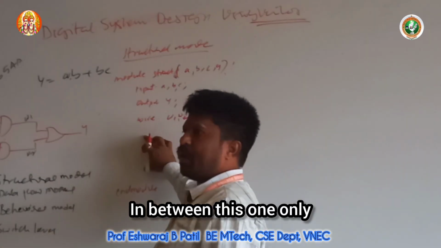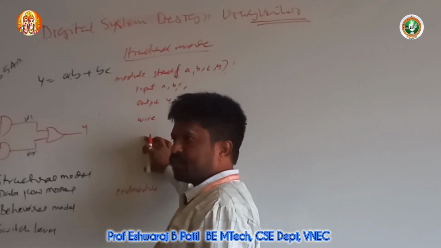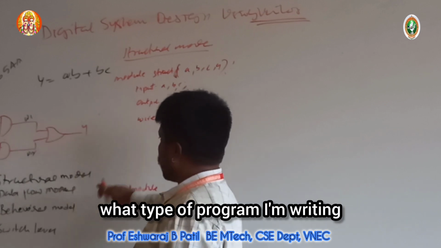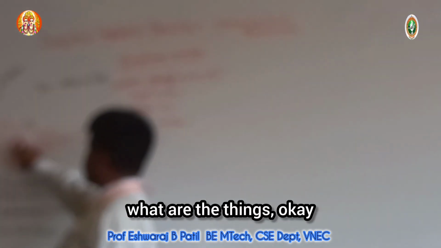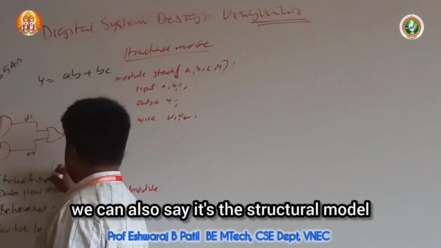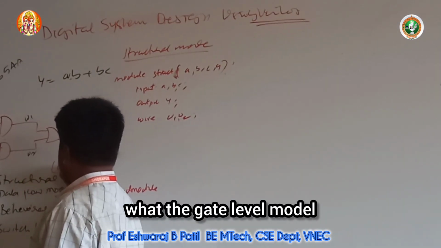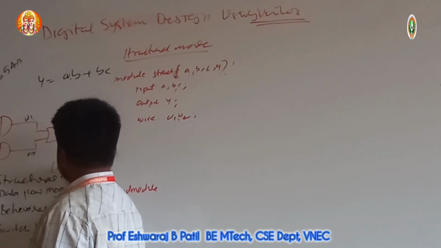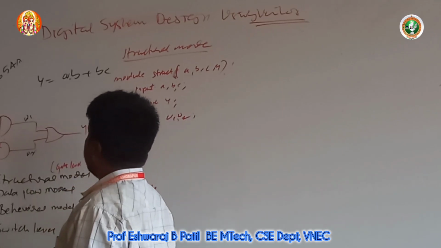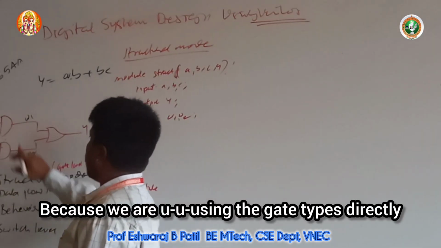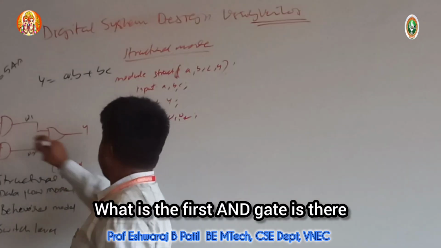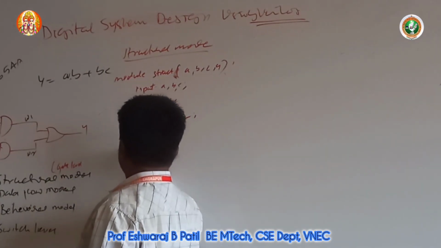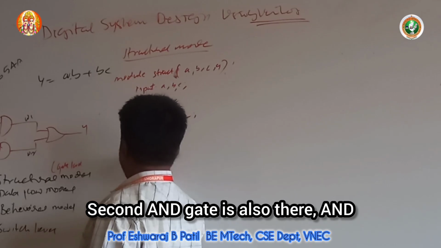In between this, I'll be writing some logic here. What type of program am I writing? A structural model. The structural model is what? We can also say it's the gate level model, because we are using the gate terms directly. The first AND gate is there, just AND, the second AND gate is also there, AND.